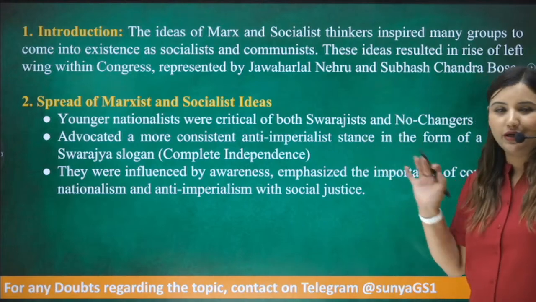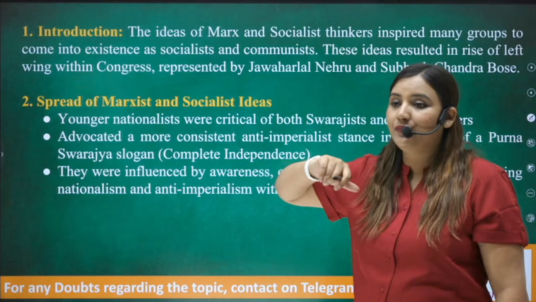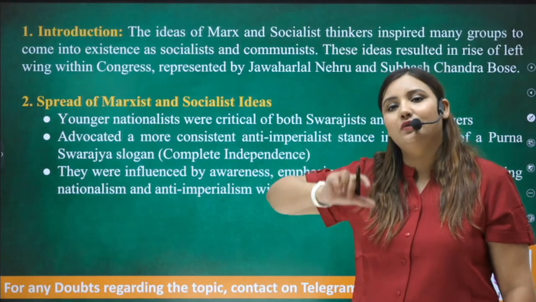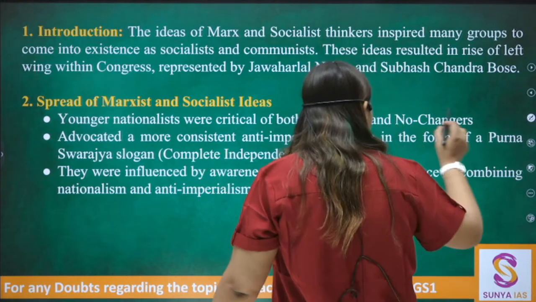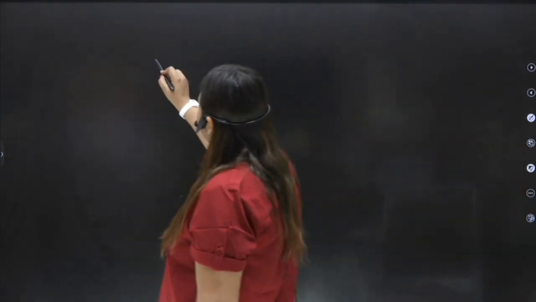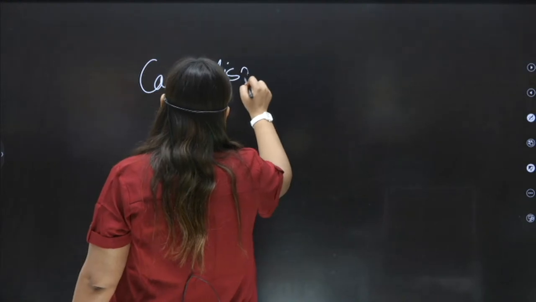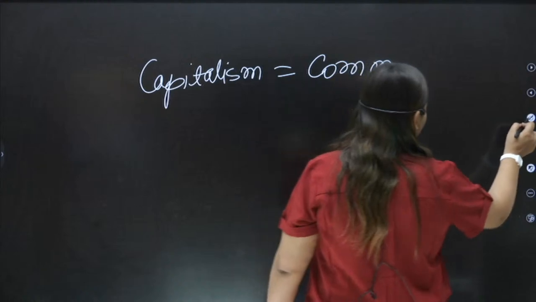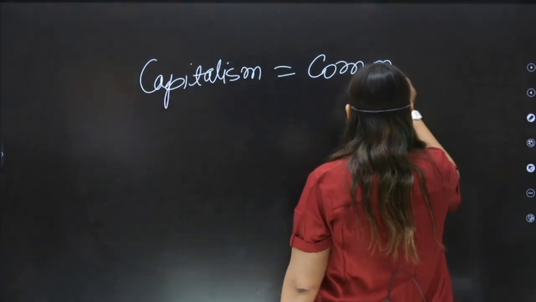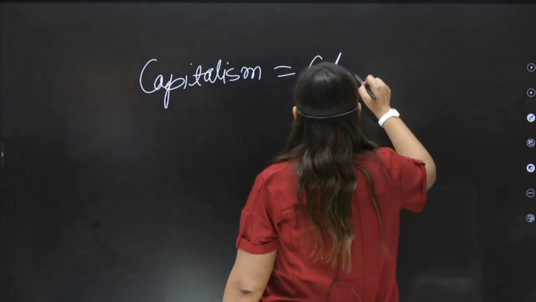Now, let's come to it here again. Basically, why we hated capitalism at that time? Because capitalism was connected to colonialism directly. I hope you understand this. How? Capitalism is connected to colonialism.